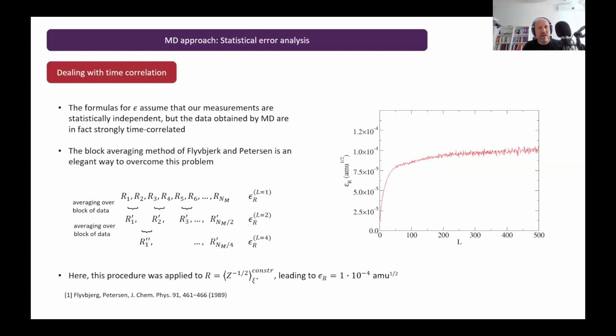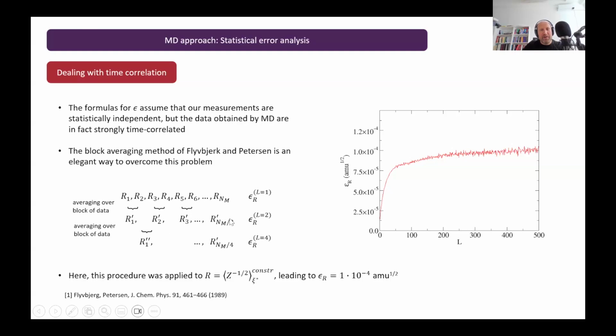Now, all the formulas that we used in error analysis assume that our measurements are statistically independent, but of course, molecular dynamics produces strongly time-correlated data. An elegant way how to deal with this problem is the block averaging method of Flyvbjerg and Petersen. Here, starting from the full data, possibly correlated, we estimate the standard error using the usual formula. But then we start blocking the data. That is, we replace pairs of data points by their averages. Okay, so having block size 2, we replace this pair by this average, and we repeat this.